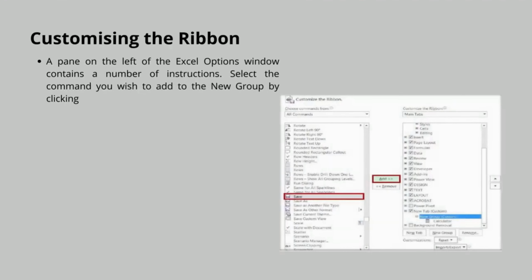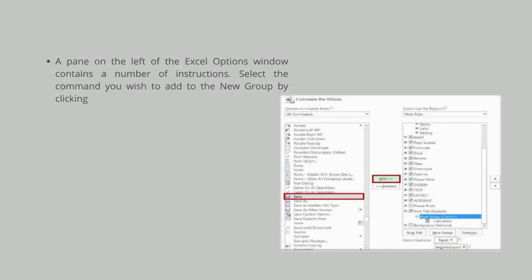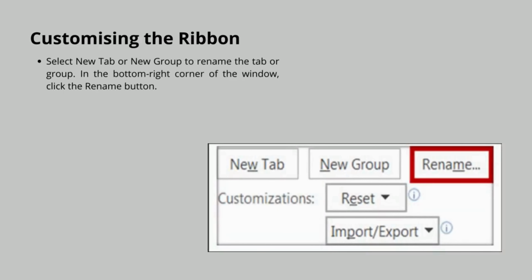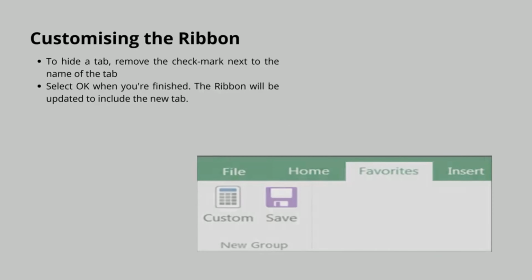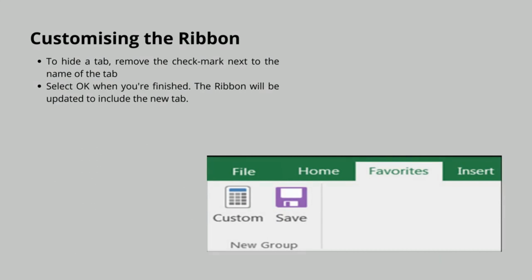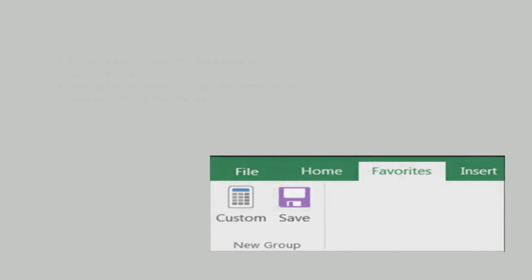A pane on the left of the Excel Options window contains a number of instructions. Select the command you wish to add to the new group by clicking. Select New Tab or New Group to rename the tab or group. In the bottom right corner of the window, click the Rename button. To hide a tab, remove the check mark next to the name of the tab. Select OK when you're finished. The ribbon will be updated to include the new tab.